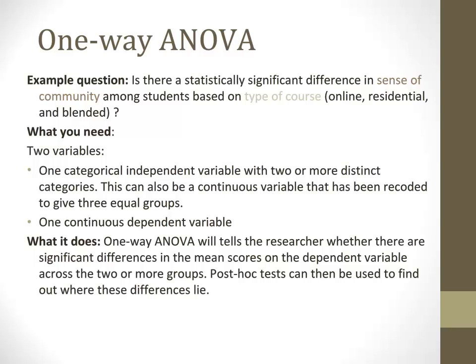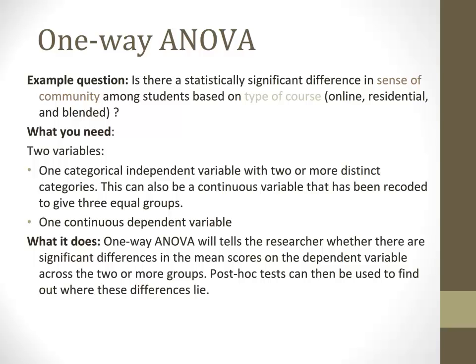First of all, they need a categorical independent variable with two or more distinct groups. And some people say three or more distinct groups, because if you only have two groups, then you can remember you can use an independent t-test. So at least one categorical independent variable and one continuous or quantitative dependent variable.